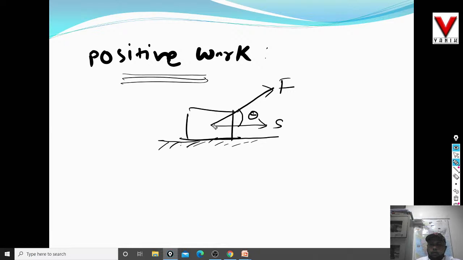Okay, so now if this is the force, there will be two components of the force. Why? Because it is acting at some angle with the horizontal. Okay, so this is the angle made by the force with that of displacement, theta. So this particular component of force will be F cos theta, since it is along the direction of displacement, and this is the vertical component of force, and this will be F sin theta. Fine.